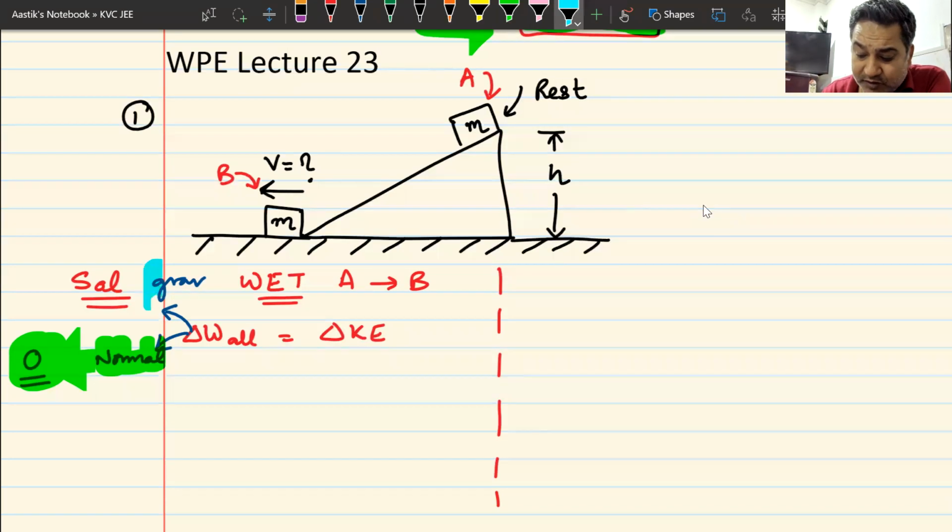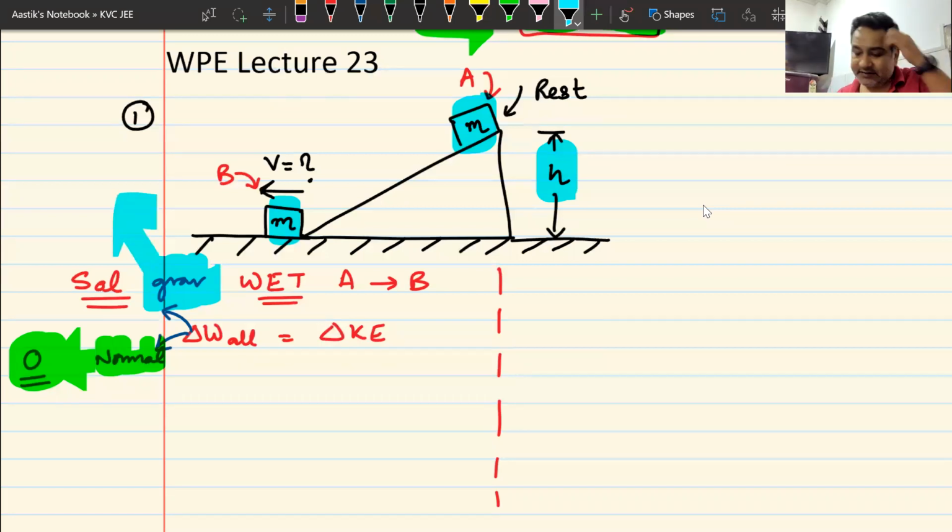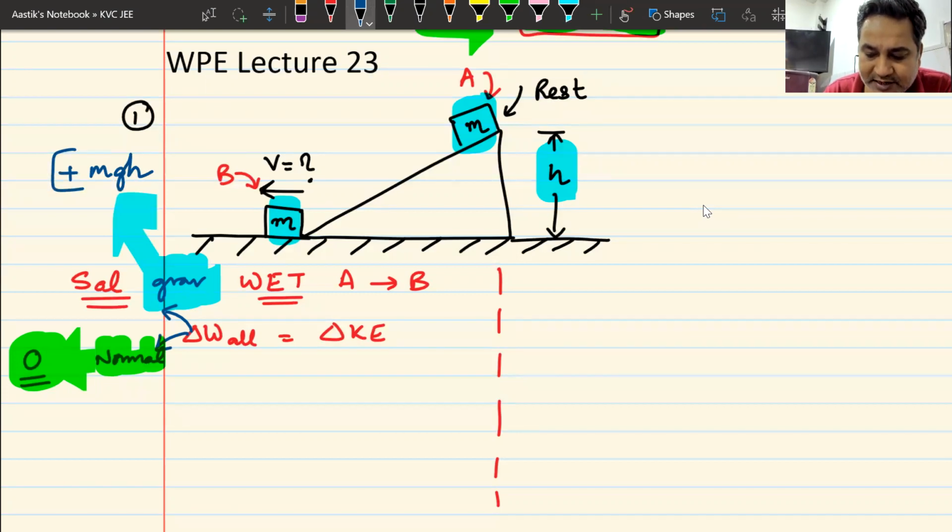Then we think about work done by gravity. As you can see, this block is here. It has to come here. It moves down a vertical distance of h. All of us know that work done by gravity in this case would be how much? Plus mgh. That would be the work done by gravity.